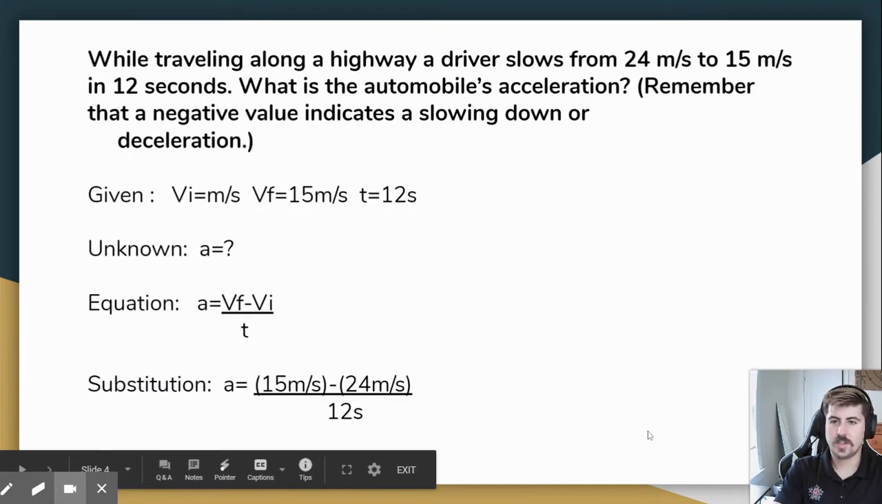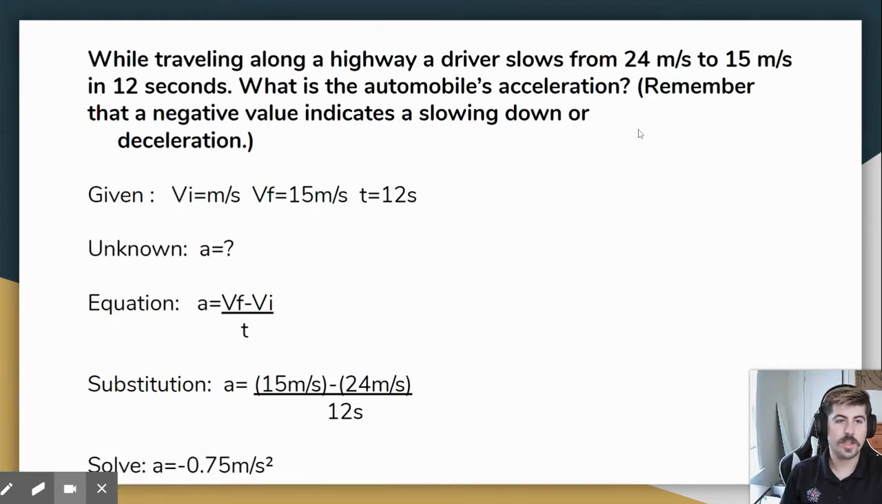All right, so let's look at the next one. This next one is going to be an acceleration problem. So while traveling along a highway, a driver slows from 24 meters per second to 15 meters per second in 12 seconds. What is the automobile's acceleration? Remember that a negative value indicates a slowing down or a deceleration.